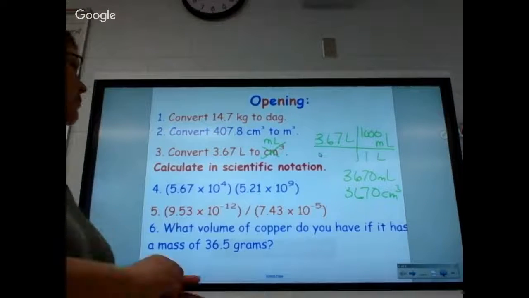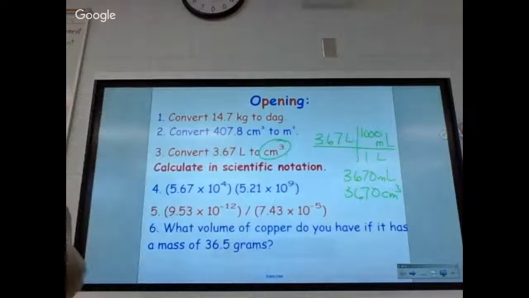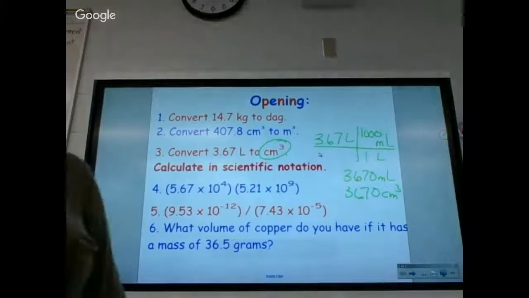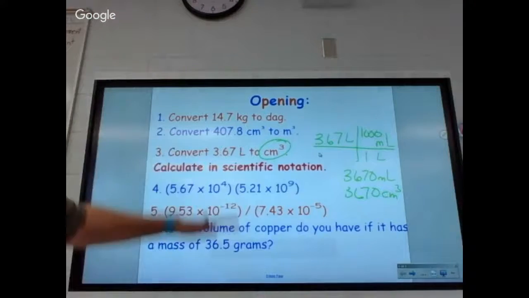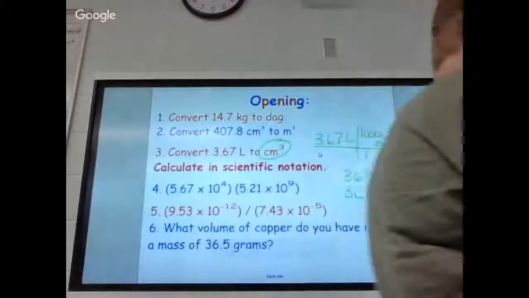You should change it back to centimeters cubed because that was technically what I was looking for in the question. All right. Questions about anything in those top 3? All right. So the next 2 I need to use a calculator for.